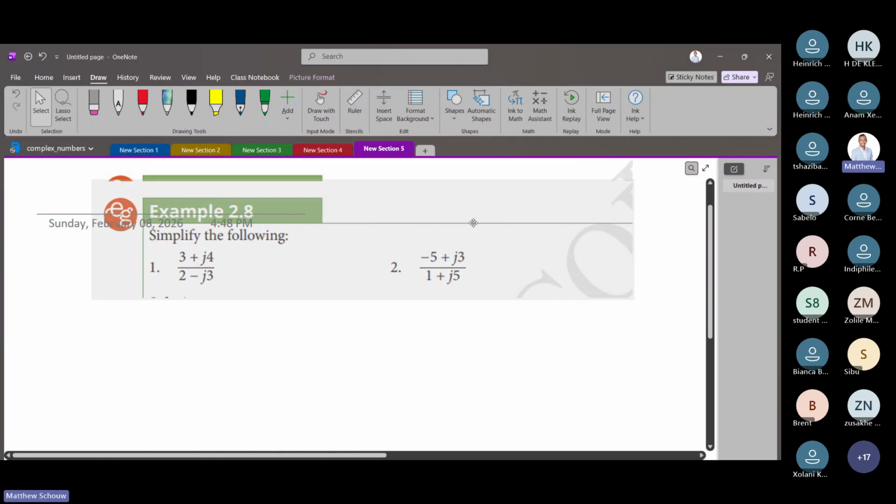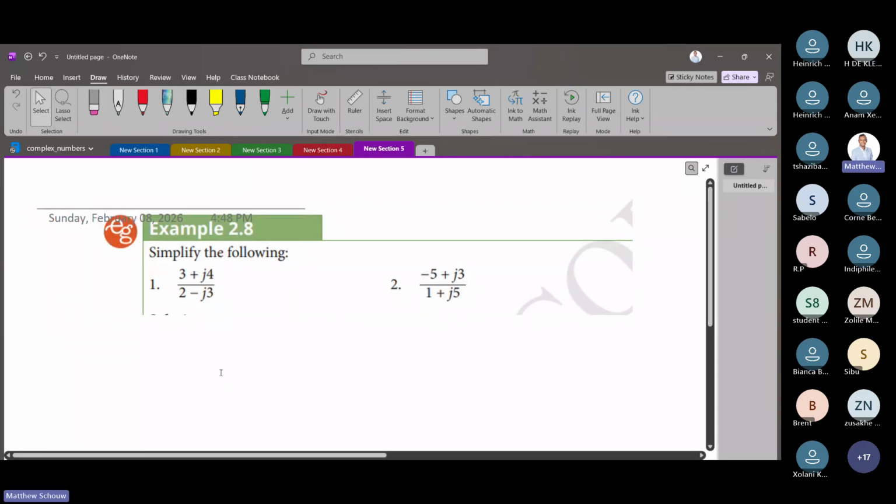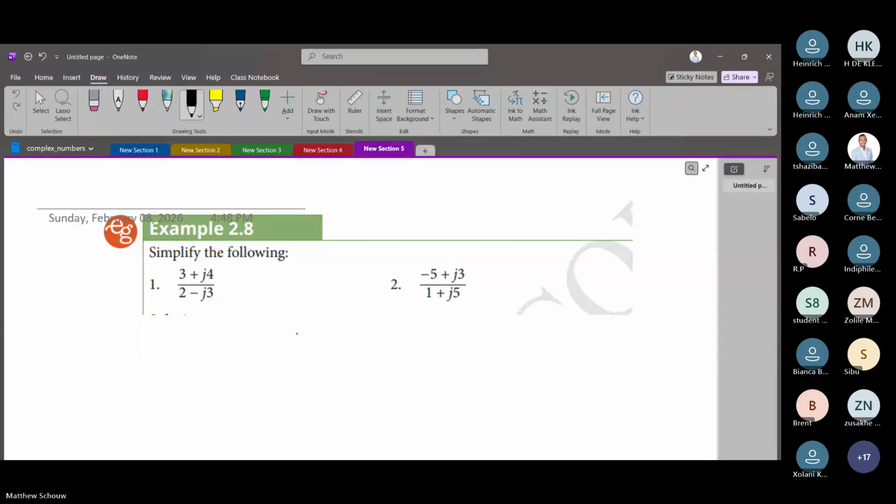How do we divide 2 complex numbers? So we start with 3 plus j4, and then we divide by 2 minus j3. The issue with this is that we have an imaginary number in the denominator, and that is what we're not looking for. The reason why we're multiplying by the so-called conjugate is so that we can get a real number at the denominator. So we can't put this in the standard a plus jb form, and that's the actual issue.